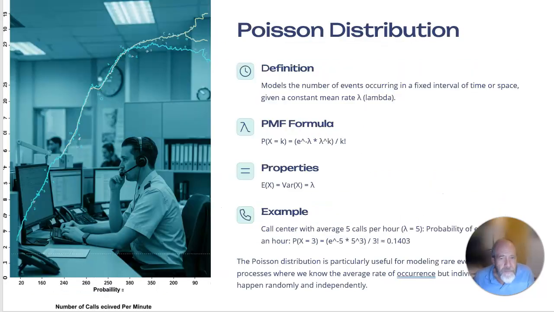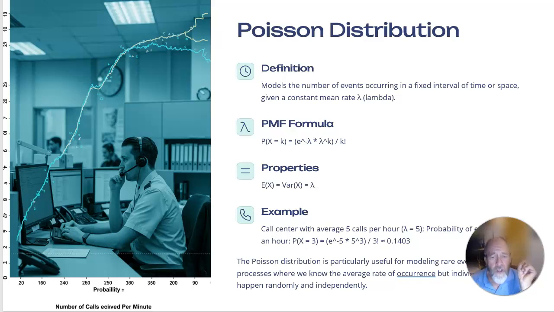Now, we're going to go to the next distribution, which is a different one. The Poisson distribution. Now, I'm going to read it to you, and then I'm going to actually explain it to you. It models the number of events occurring in a fixed interval of time or space. The given in the Poisson distribution is the constant mean rate. Now, what does that mean?